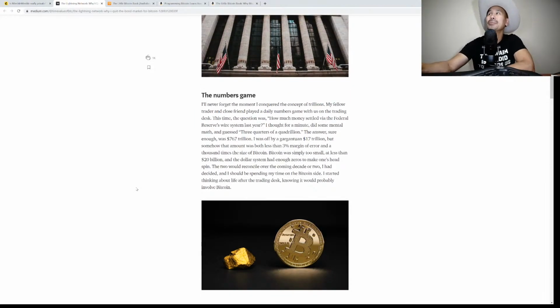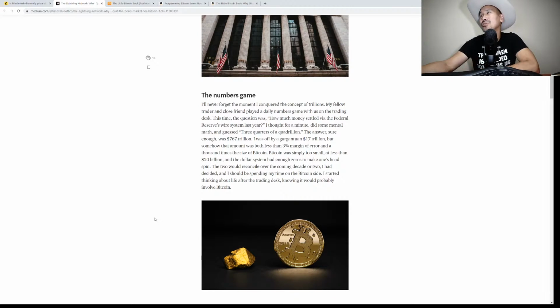The numbers game. I'll never forget the moment I conquered the concept of trillions. My fellow trader and close friend played a daily numbers game with us on the trading desk. This time the question was how much money settled via the Federal Reserve's wire system last year. I thought for a minute, did some mental math, and guessed 3/4 of a quadrillion. The answer, sure enough, was $767 trillion. I was off by a gargantuan 17 trillion, but somehow that amount was both less than 3% of the margin of error and 1,000 times the size of Bitcoin.